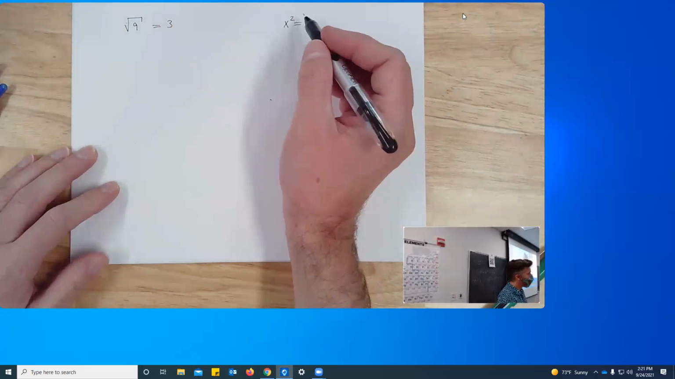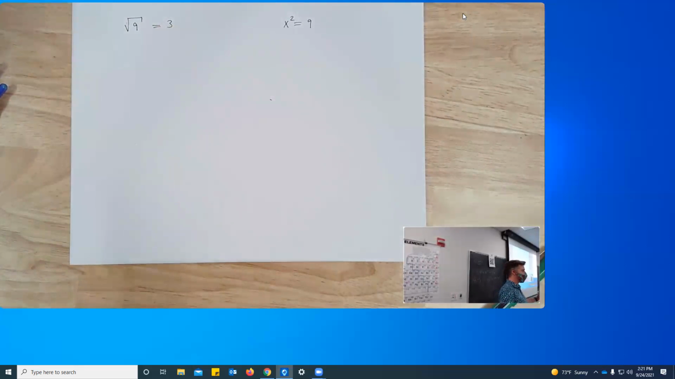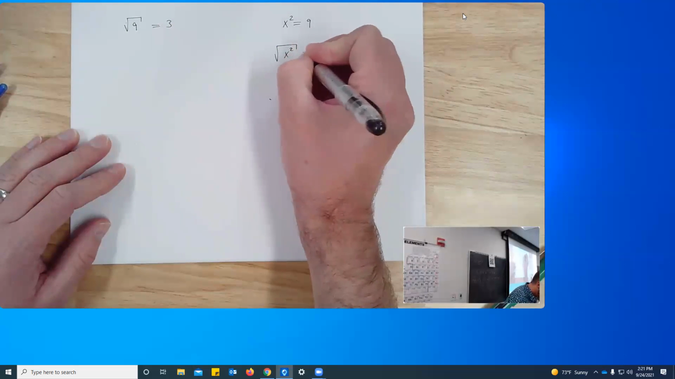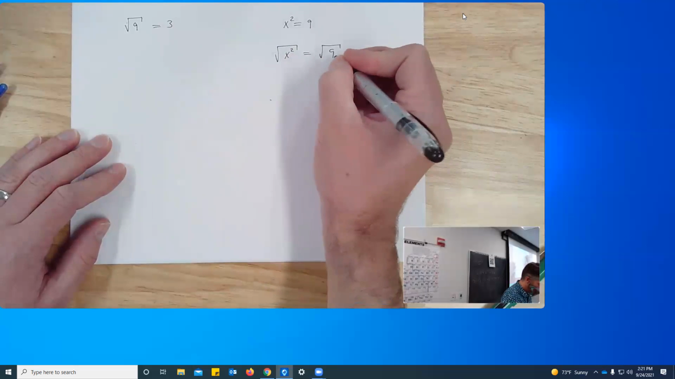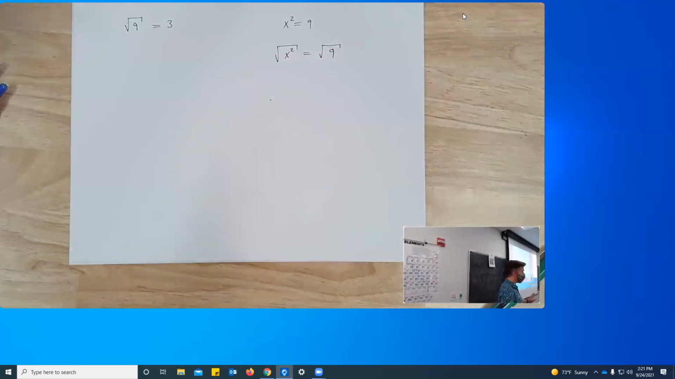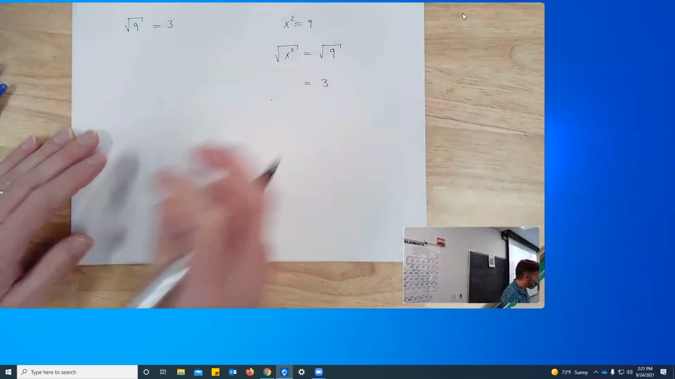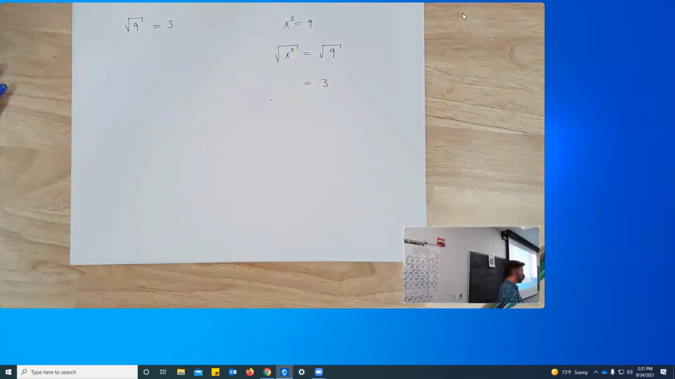Now here's what's going on. To solve this, you could bring the 9 to the other side and factor, but we're not going to do that. We're going to square root both sides. All right, you all just told me accurately the square root of 9 is 3. What's the square root of x squared? Well, some of the time.